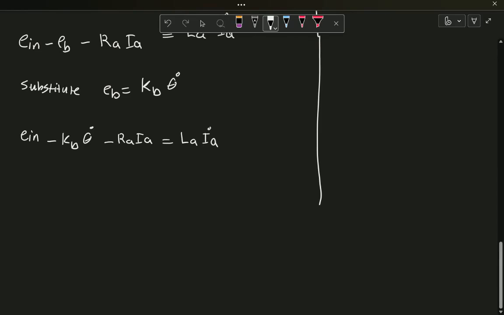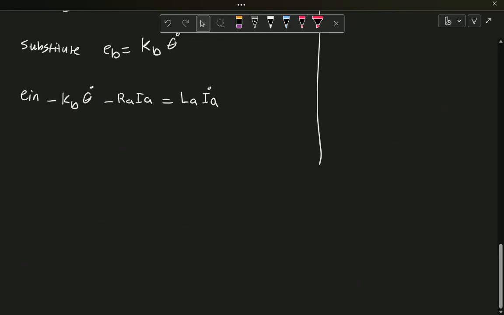Now, keep the input on one side and bring all the dynamic terms to the other side. Check for the signs. If the signs match, you can box these equations. So you can have EN equals LA I dot A plus RA IA plus KB theta dot.